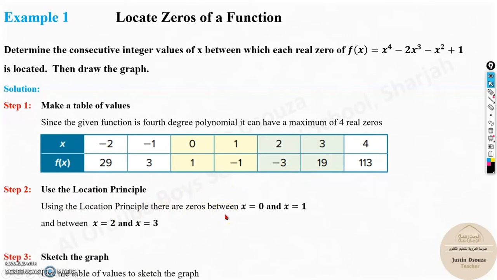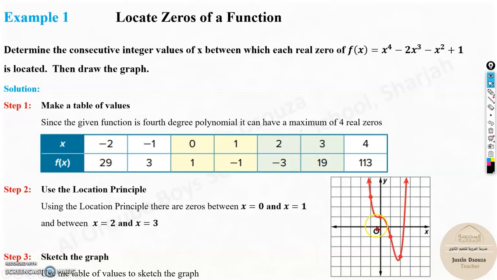So now sketching the graph is very simple. You have the table of values, and now just sketch the graph. At -2 over here, it is 29. At -1, it's 3, and so on. Take a proper scale and you can easily graph it. At -1, over here it is 3. At 0, it is 1. At 1, it is -1. At 2, it is -3, and so on. You can see this is the graph. So this is how we can easily graph it.